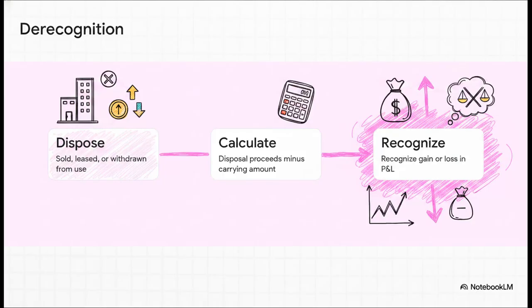Eventually, it might be time for derecognition if the asset is disposed of, say through a sale or a finance lease, or if it's permanently withdrawn from use with absolutely no future economic benefits expected, then you just calculate the difference. You take your net disposal proceeds minus the carrying amount. And where does that go? That net difference drops straight into your profit or loss for the period, effectively clearing the asset off your books.